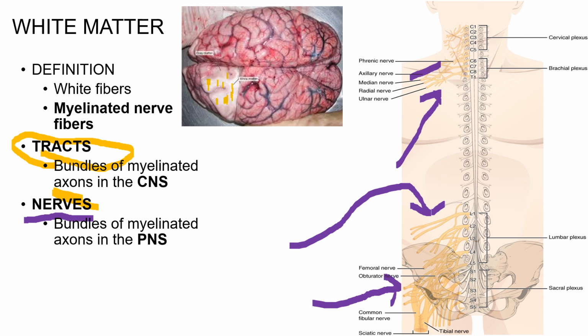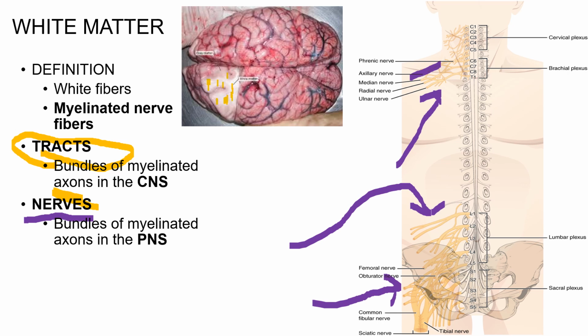So now, with this knowledge, is there such a thing as a nerve inside of your brain? Or is there such a thing as a nerve in your spinal cord? So if you have spinal cord compression, are you technically compressing nerves? And the answer is no. Nerves are only found in the PNS. So if you pinch a nerve, you are pinching something outside of your brainstem and spinal cord. You're pinching something in the peripheral nervous system.